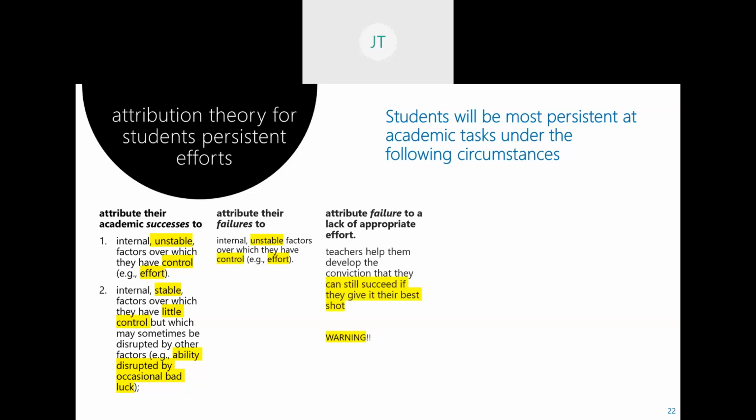This is a tricky situation, and we'll see why in the next point, right? So, you give your best shot, you will pass. Can anybody think why I put a warning over there? What could be the next problem of this approach?